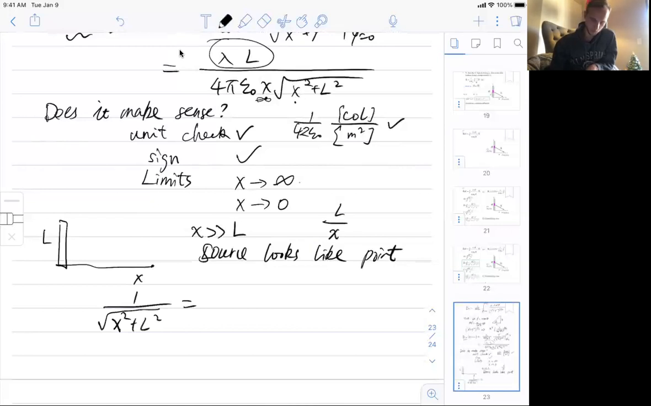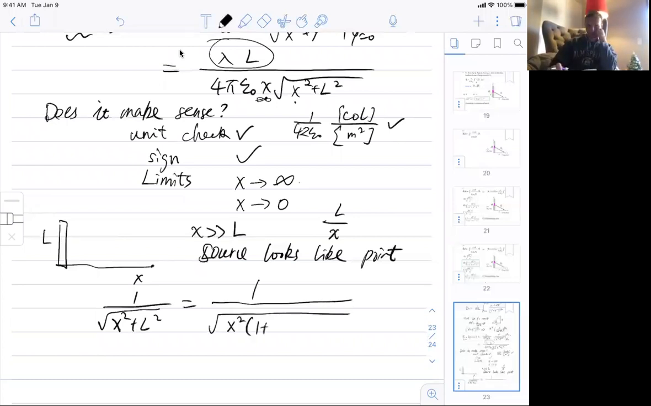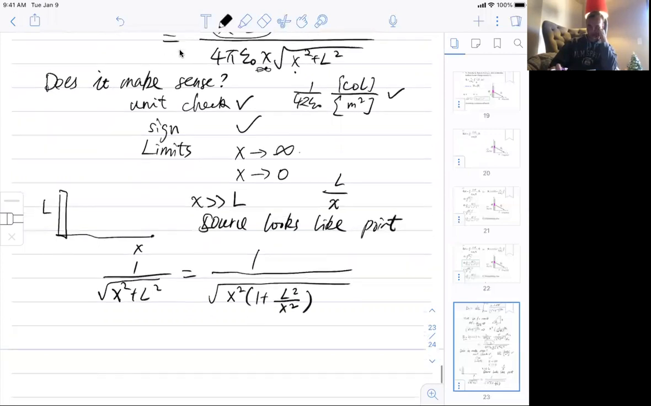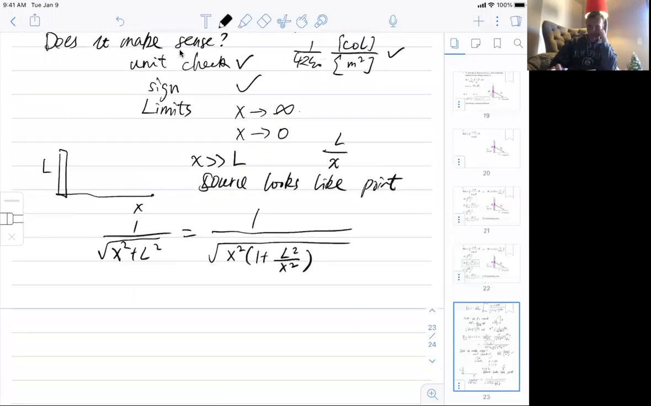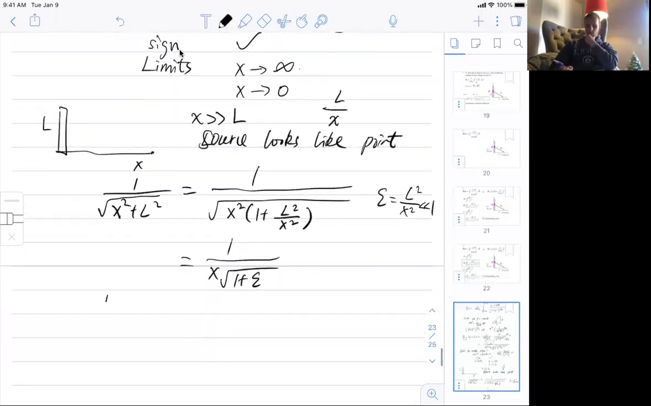I want to have L over x showing up in my expression. So I can manipulate this to make it show up by doing this. You can see L over x is showing up in my expression. I'm going to treat that as epsilon. Epsilon is L squared over x squared, which is a very small quantity. So I can go ahead and do a Taylor expansion around this point. So this becomes 1 over x times the square root of 1 plus epsilon. So you can see the thing we need to expand is this guy.